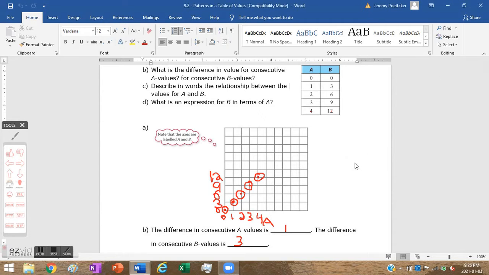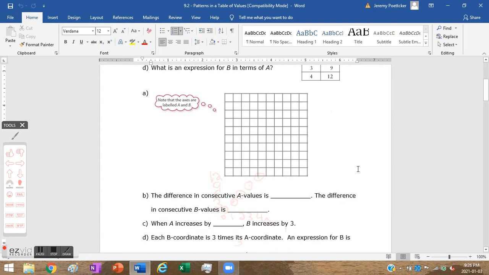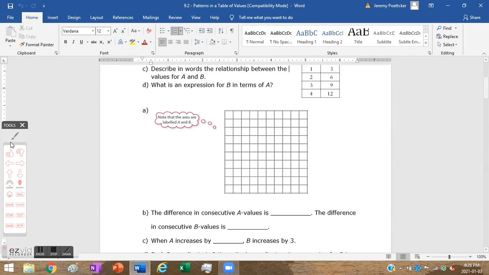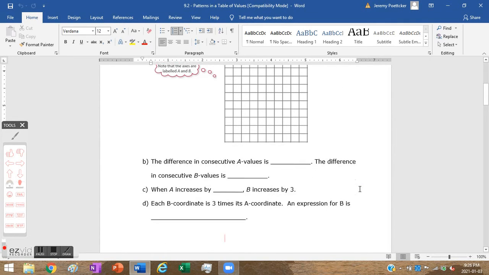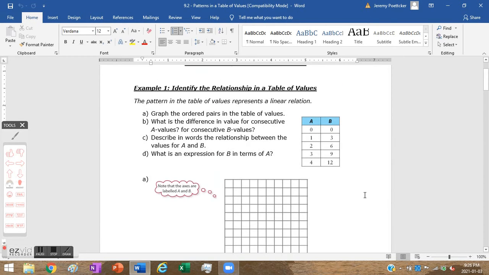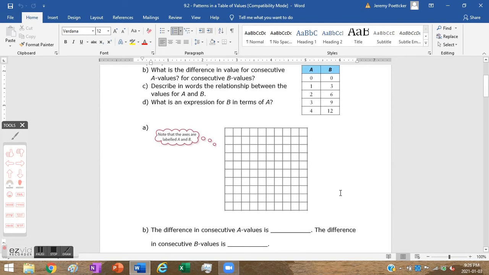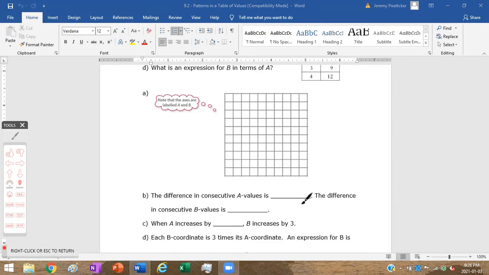All right. Describe in words the relationship between the values for A and B. So here's where we start to look at, okay, well, I'm going to have to scroll down here a little bit so you can see. When A increases by 1, B increases by 3. So in this case, when A goes up by 1, B goes up by 3. All right. Then each B coordinate is 3 times its A coordinate.